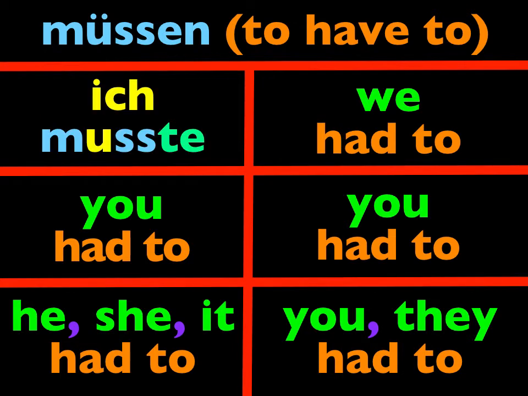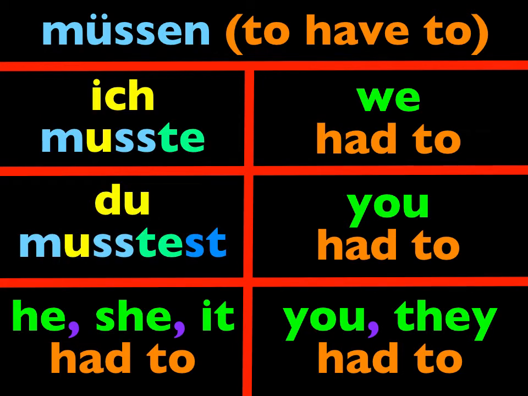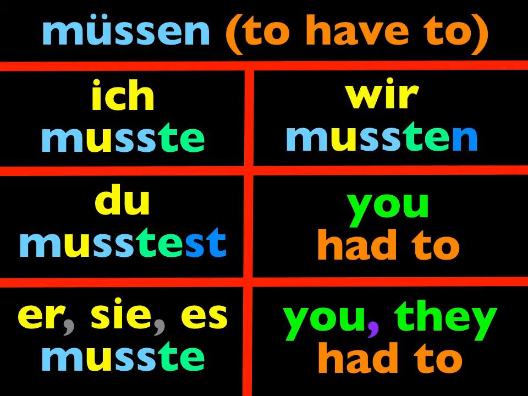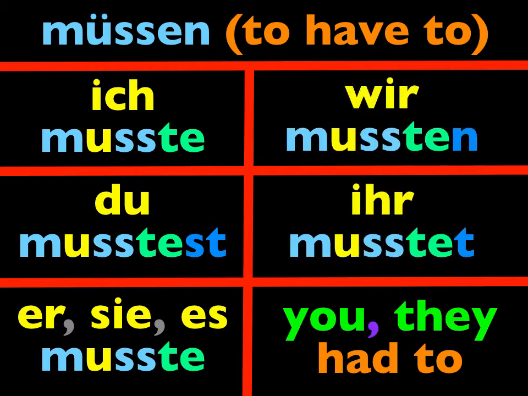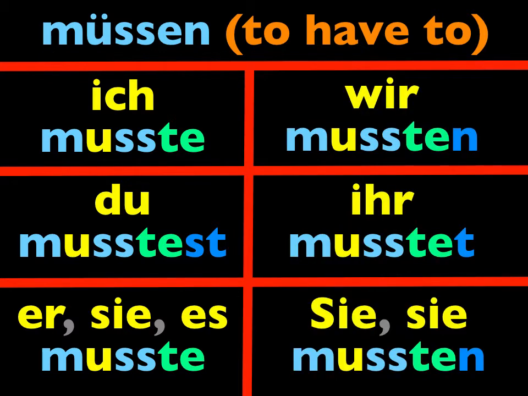Repeat after me. Ich musste. Du musstest. Er musste. Wir mussten. Ihr musstet. Sie mussten. Notice again that the umlaut over the U disappeared in this past tense, in this imperfect tense. And again, this is the preferred past tense version of müssen in spoken German.